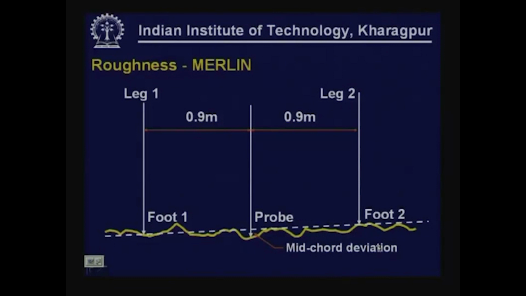The principle of the Merlin is that it will have two legs, a front leg and a rear leg, which would be resting on their foot on the pavement surface. So foot 1 and foot 2 will be resting on the pavement surface. There will be another probe, placed in the middle, which will also be resting on the pavement surface.